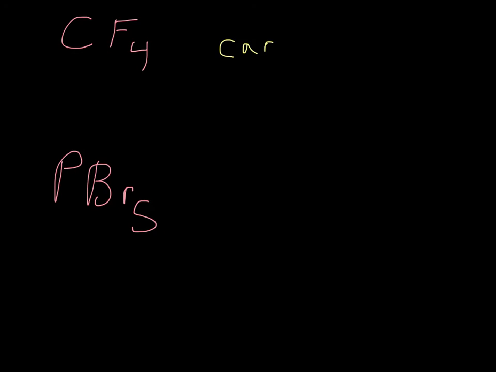Just to make sure this horse is dead, let's do a couple more examples. All right, we've got this one. We have two nonmetals, carbon and fluorine, so we write the name of the first element, carbon. We write the name of the second element, fluorine. Fluorine's going to become fluoride. We have four fluorines, so it's carbon tetrafluoride.